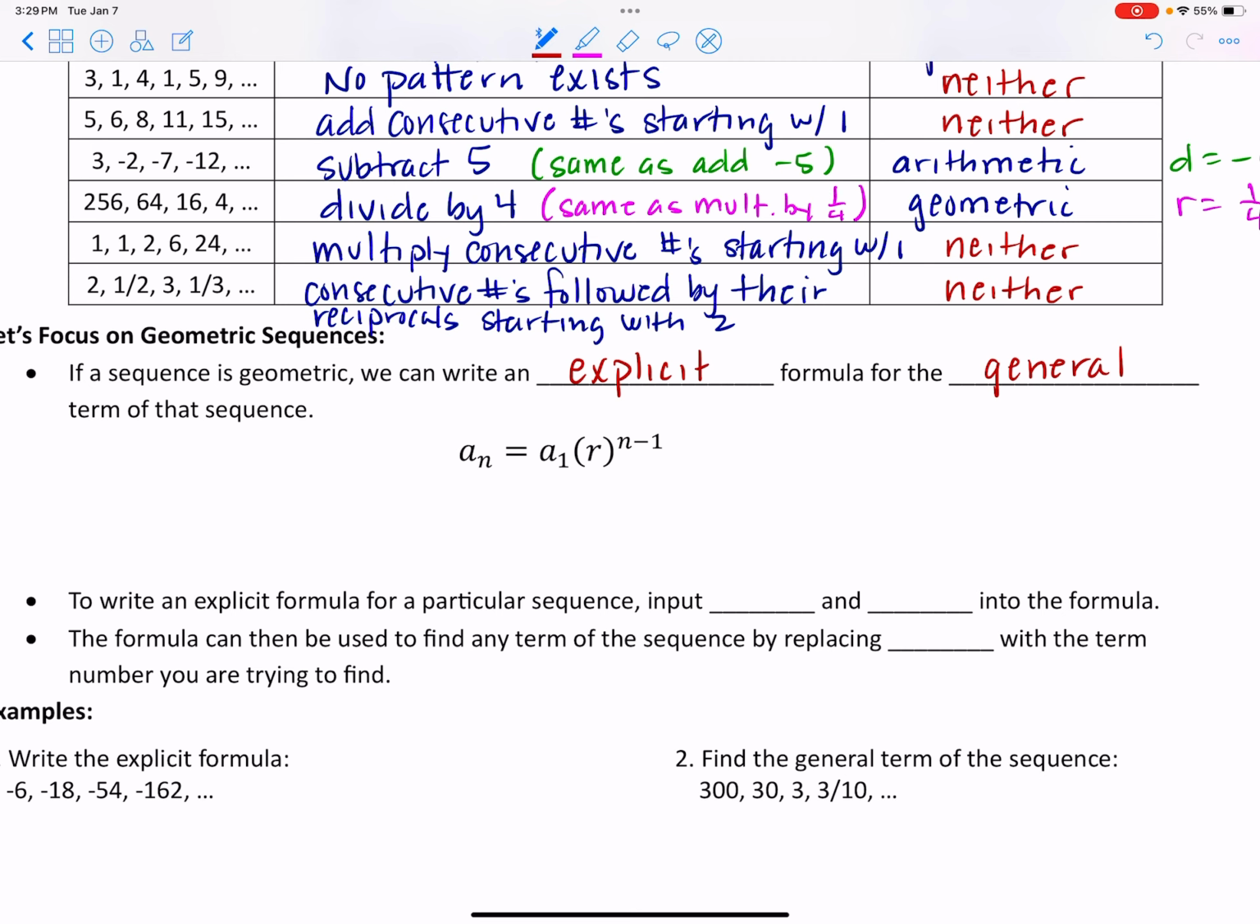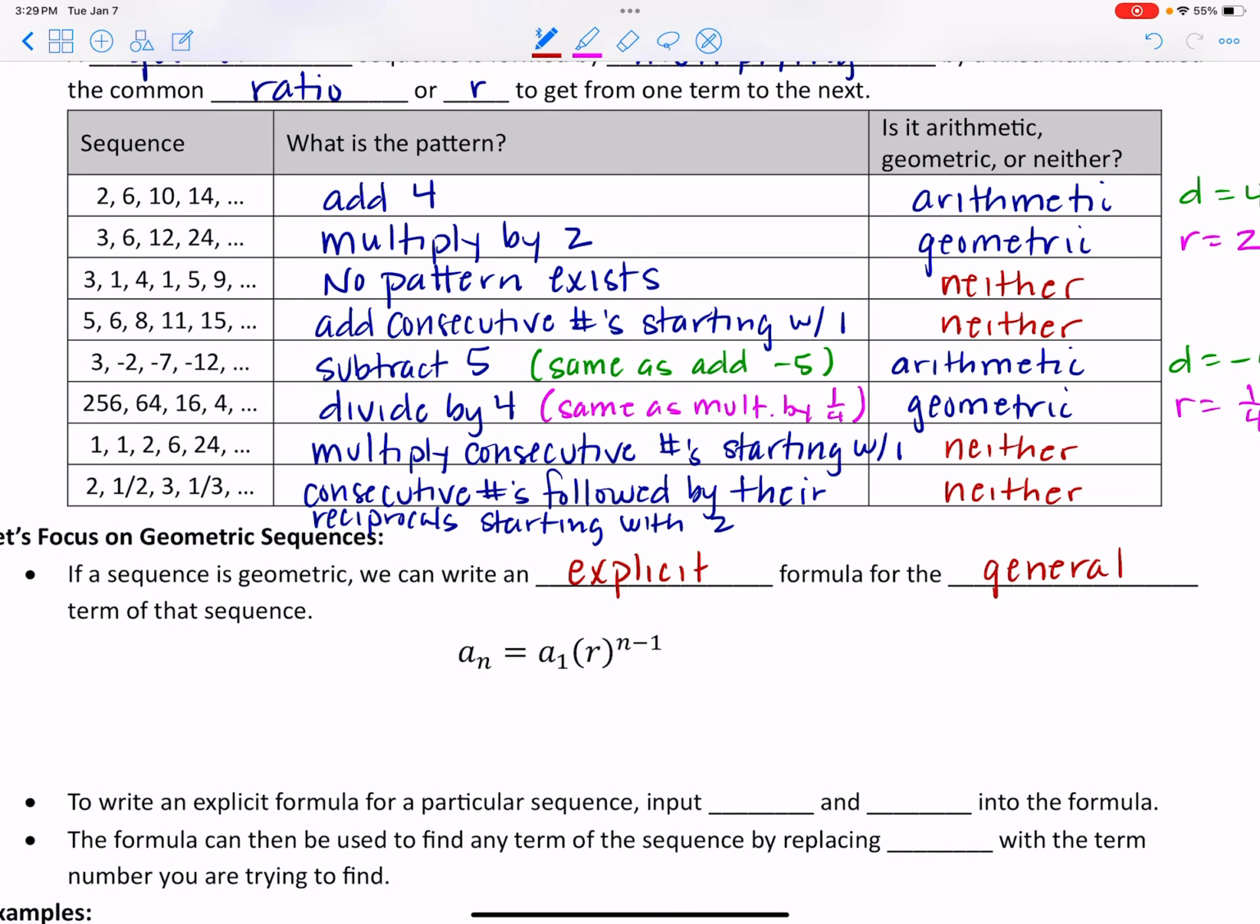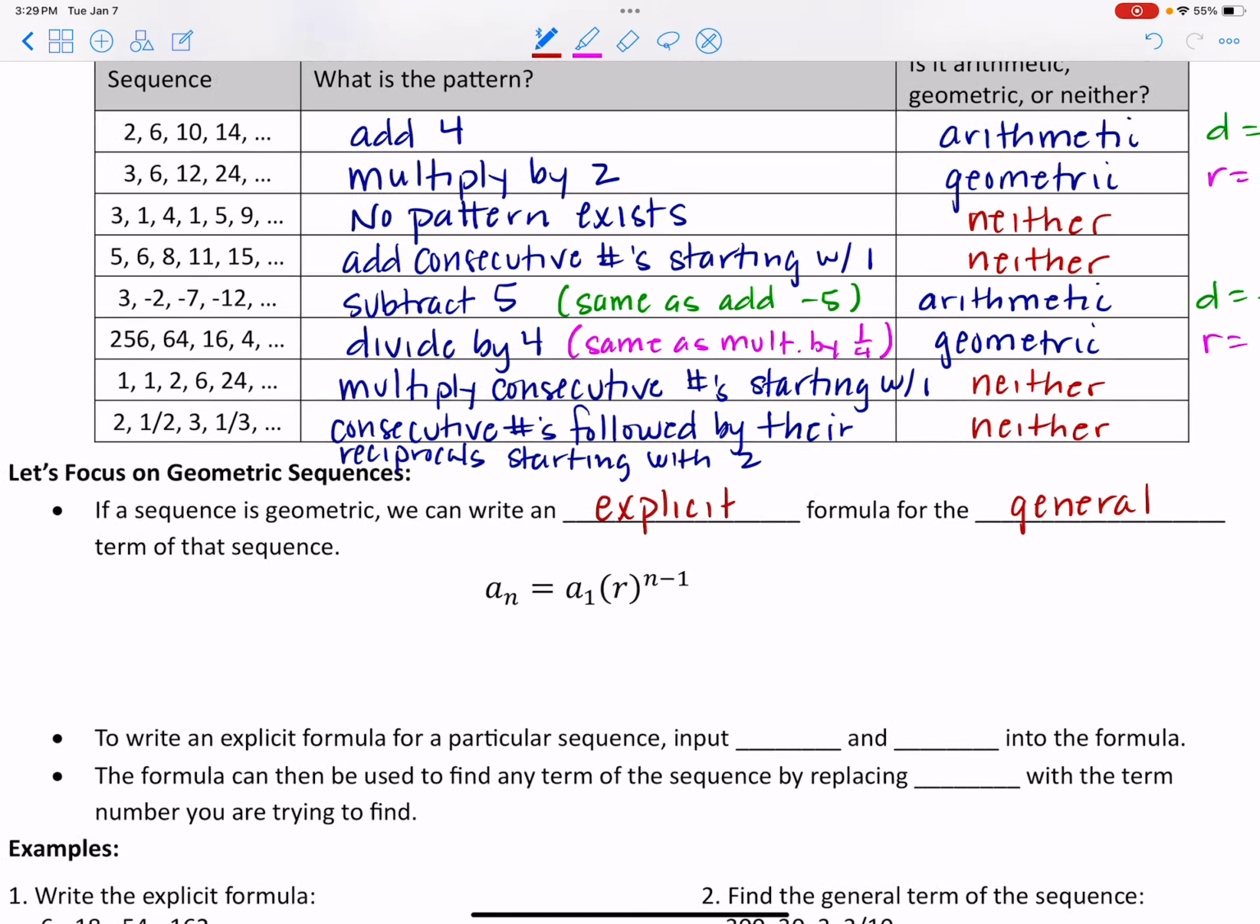So for example, if I went back to this list here, and I wanted to find the fifth term, it wouldn't be that hard to continue the pattern and find it. But if I wanted to find the 100th term, I don't want to continually add 4, dozens and dozens of times in order to figure out what that 100th term is. That's where the explicit formula would come in handy.